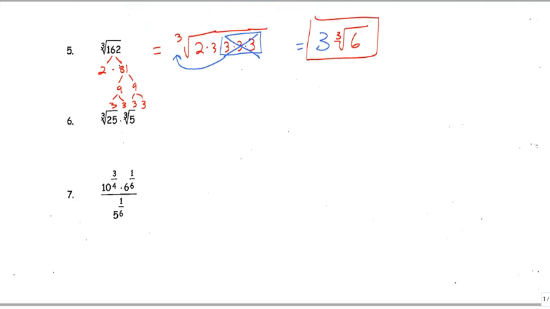Alright, here, since they are the same, you can multiply them right away. Remember, when you have square root times square root, you can multiply. If the exponents are the same, here, you can multiply. Okay?